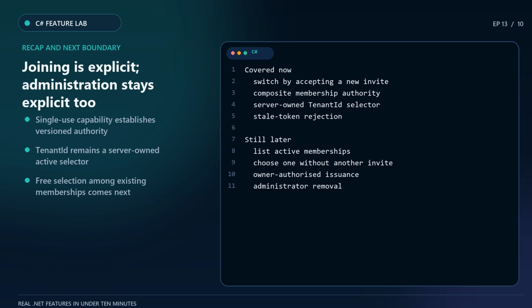Keep the scope honest. This episode switches workspace by accepting a new invitation. Deliberate switching later means listing memberships the user already holds and freely choosing one without needing or consuming another invitation. Public issuance and administrator actions remain separate authorization decisions.